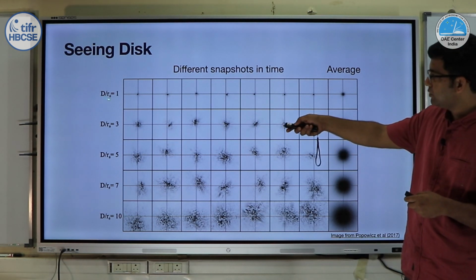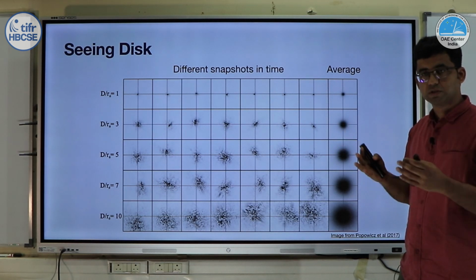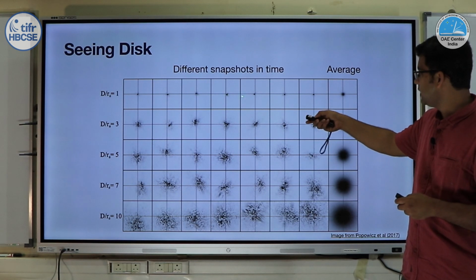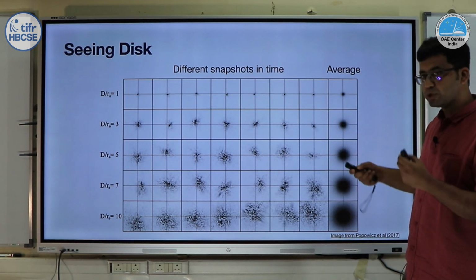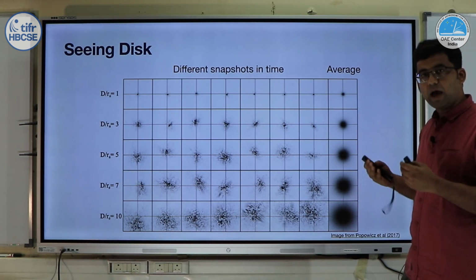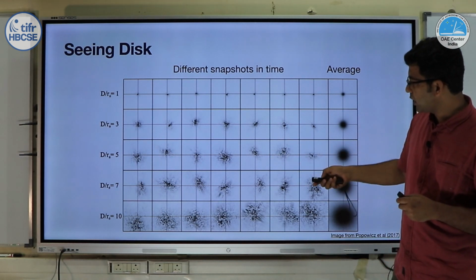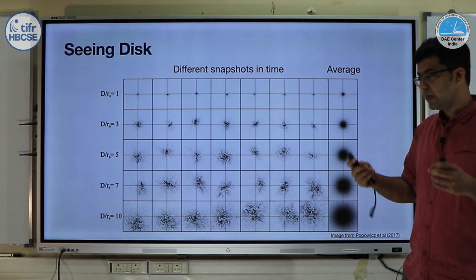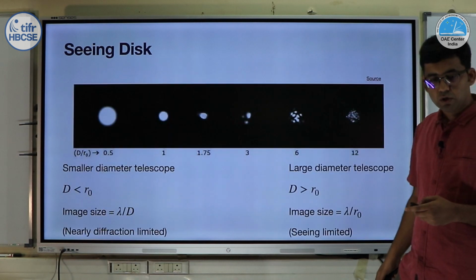If you had an r0 which is very large, let us say 20 centimeters, and your D was about 20 centimeters as well, you get some motion of the Airy disk, but you will get a very sharp point. Each individual snapshot looks like an Airy disk, it moves a little bit, but the average image is still very sharp. As your Fried parameter becomes smaller and smaller, you get a lot more speckles distributed over a larger area, and your average size becomes larger and larger.